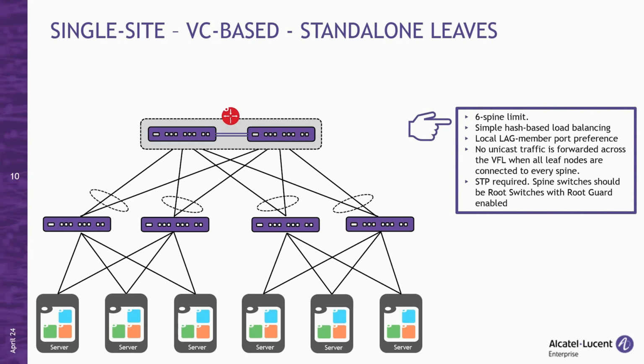There is, however, a 6-spine limitation with fewer leaf nodes, since links are required for VFL ports. In this case, where the hypervisors are not attached using LACP link aggregates, spanning tree protocol is required since the broadcast domain is required to be extended. It should be ensured that only the spine nodes are configured as root bridges and the root guard feature is enabled on all downlinks.